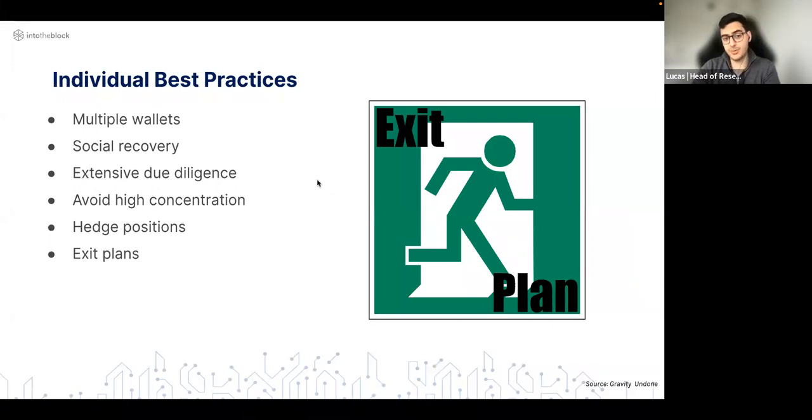Do extensive due diligence. Sometimes it's not the sexiest thing to do, but if you're looking to earn yield on your capital, it's definitely worth considering the risks, and that's where due diligence comes in.